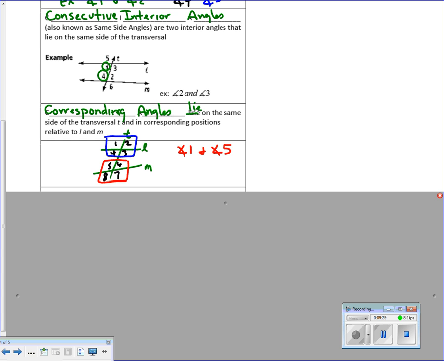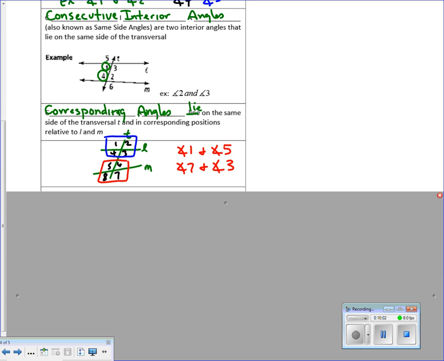Angles 1 and 5 are corresponding angles. Angles 7 and 3 are corresponding angles. Now, it has nothing to do with the numbers. The numbers could be placed in there any way you want. It's their positioning. So look at the blue box and look at the red box. I have angle 1, which is in the top left corner. It corresponds to 5, which is in the top left quarter. If you look at 7 and 3, the same similarity works there.